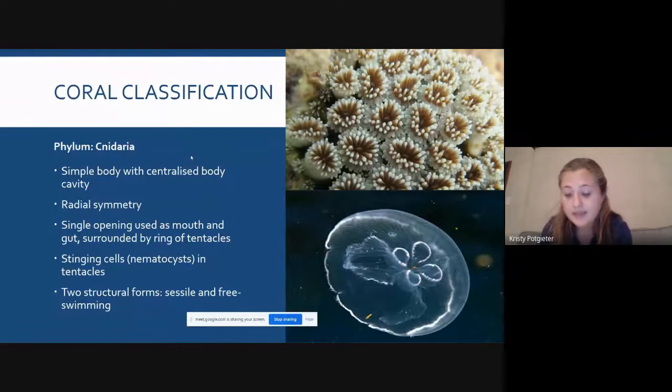And some species actually spend the vast majority of their life as the medusa or the free-swimming form. So think of things like your jellyfish. They spend most of their time as that free-swimming form, okay? Whereas others will actually spend most of their time as the sessile or the polyp form. So things like your corals and anemones.